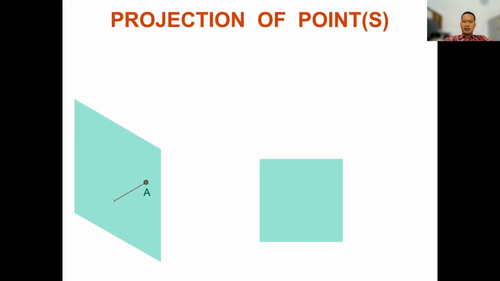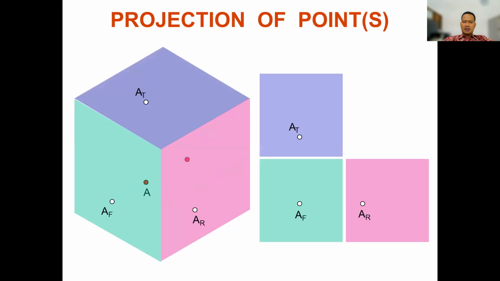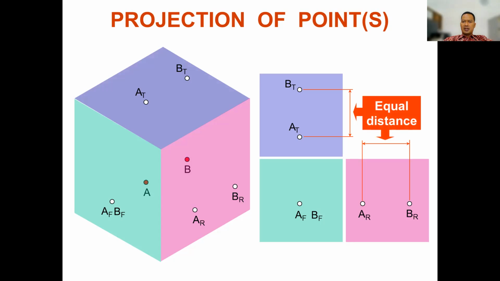And then the projection of a point, for example, we have point A in here, then it will be projected to another face. We have EF as a front and ER for right, and ET for top face, and then PT for the other point B.